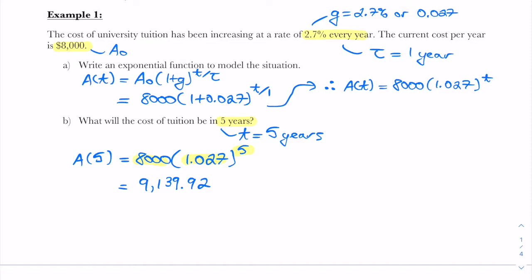And there you go. If tuition keeps increasing by 2.7%, it'll go from $8,000 to almost $9,000 over the course of 5 years. Okay, please write a therefore statement to keep up with good communication, and we'll move on.